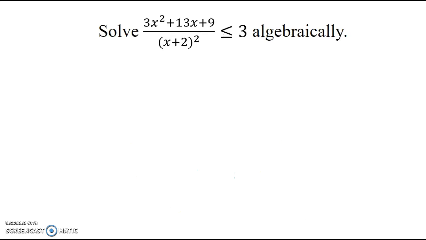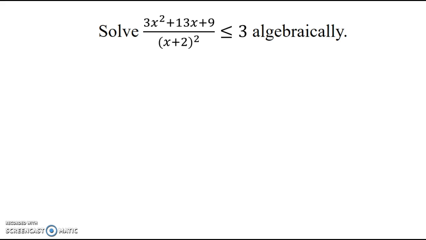Okay. Let's do one more example. This time, instead of it being greater than or less than 0, it's going to be greater than or less than a number. So in this case, we've got 3x squared plus 13x plus 9 over the quantity x plus 2 squared is less than or equal to 3.